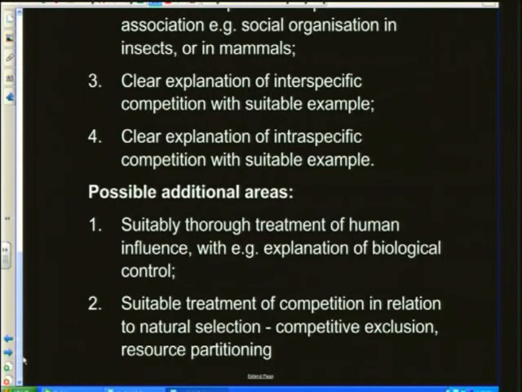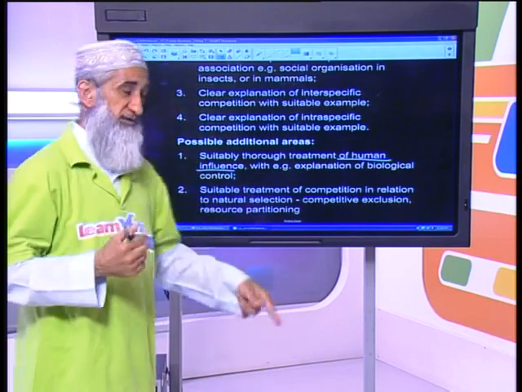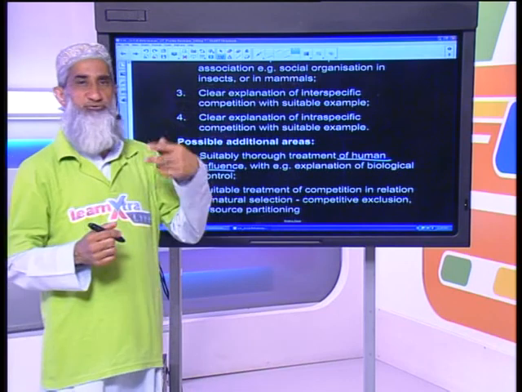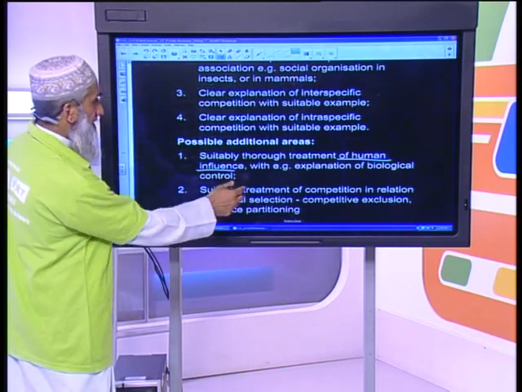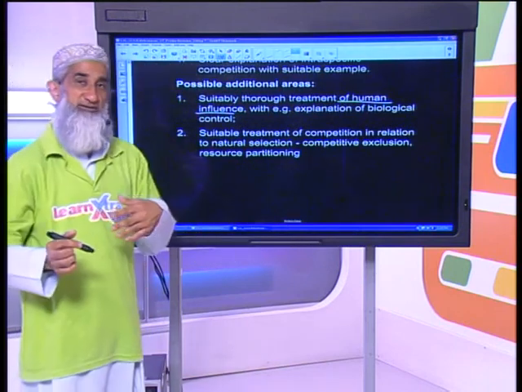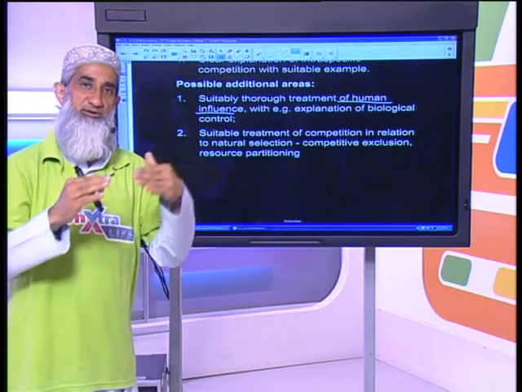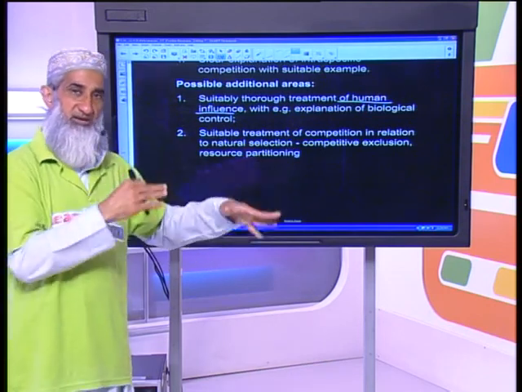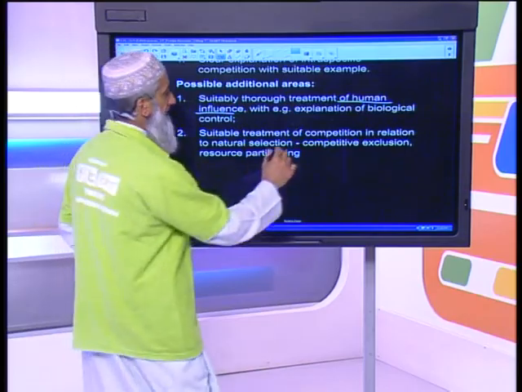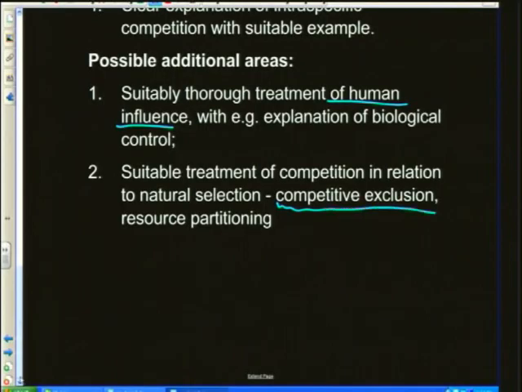So all of that would have been given. You could have even gone further to talk about human influence. Because we are also a species, how are we interacting with these other organisms, and how do we influence it? For example, using biological control, using pesticides, etc. Or we could talk a little more on competition in relation to natural selection, how this competition will lead to the best surviving, but it's not asked in this one here. But more importantly, these two things, because they are asked in this section.